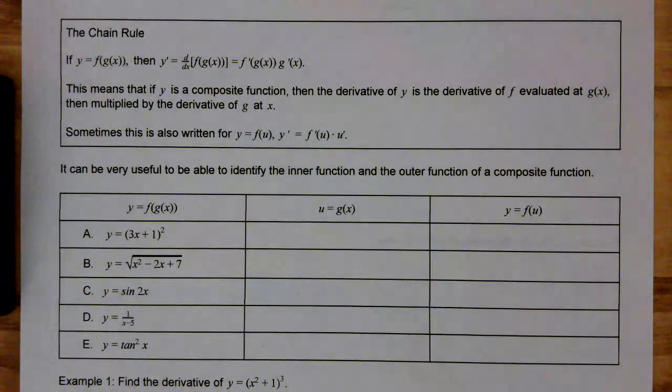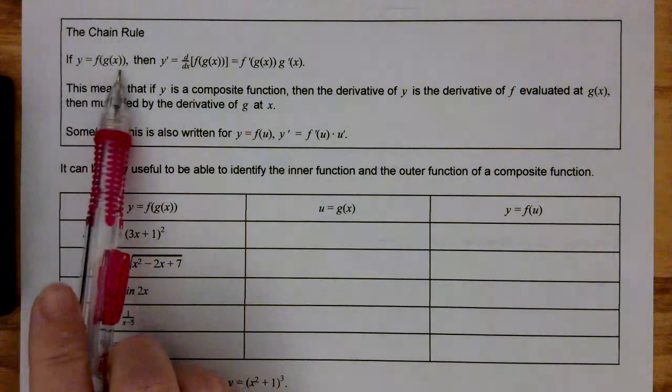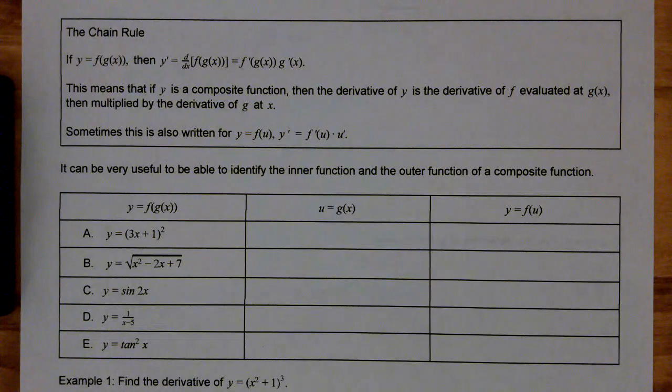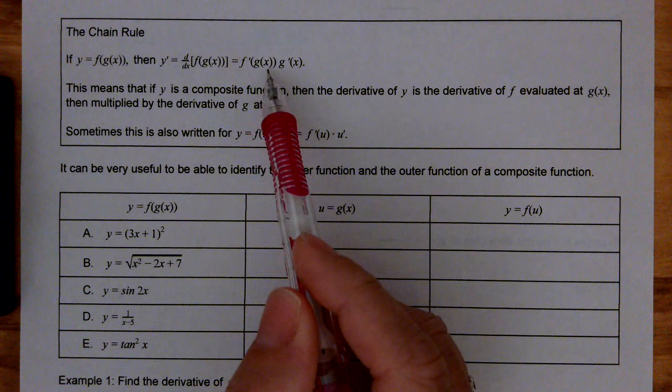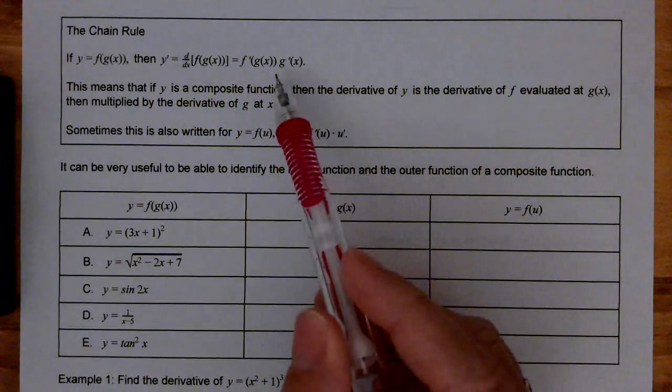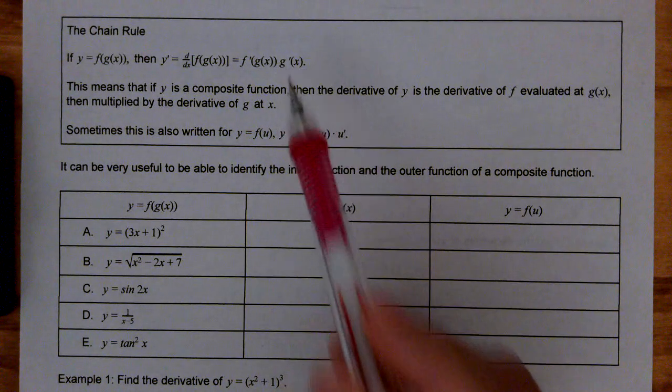Today we're going to go over the chain rule for derivatives. So if y equals f of g of x, then y prime equals the derivative with respect to x of f of g of x, which is equal to f prime of g of x times g prime of x. So this means that if y is a composite function, f of g of x, then the derivative of y is the derivative of f evaluated at g of x, multiplied by the derivative of g at x.